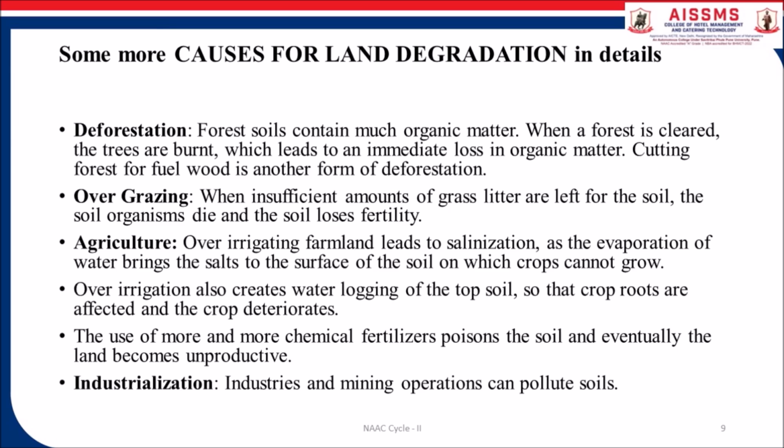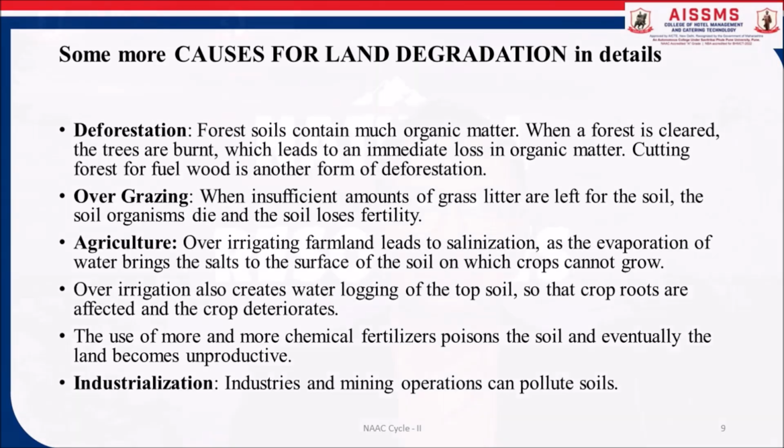Agriculture. Over irrigation of farmland leads to salinization, as the evaporation of water brings the salt to the surface of the soil on which crop cannot grow. Over irrigation also creates water logging of the topsoil, so that the crop roots are affected and the crop deteriorates. Use of more and more chemical fertilizer poisons the soil and eventually the land becomes unproductive. Last one, industrialization. Industrialization and mining operations can pollute the soil.